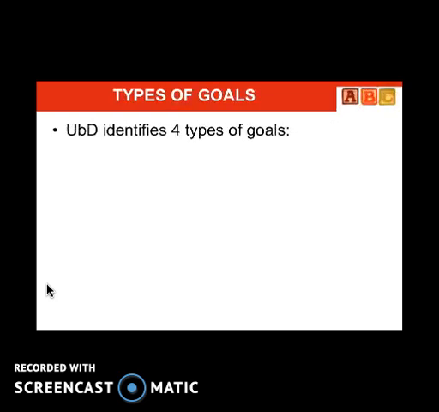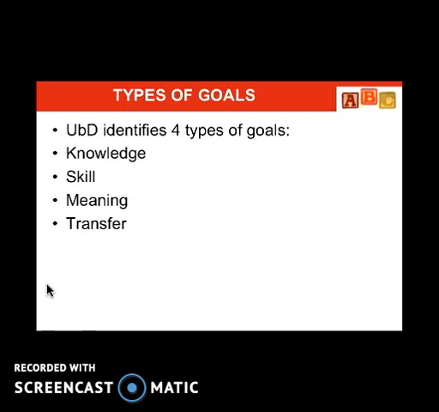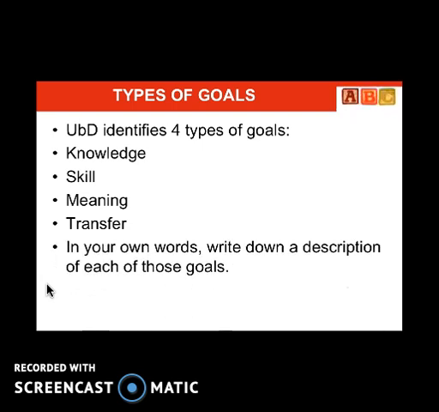All right, and so last week we talked again about the 4 types of goals, and I'm just going to go through these pretty quickly, but it's knowledge, skill, meaning, and transfer. And as we know, what's the knowledge? What's the skill the student needs to acquire? What's the meaning behind what they're learning? And then can they transfer it to something else? So as you're thinking about that with the template, you probably want to go ahead and write down some of these. What does the description of this goal look like in my classroom?